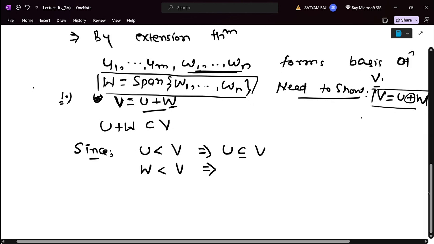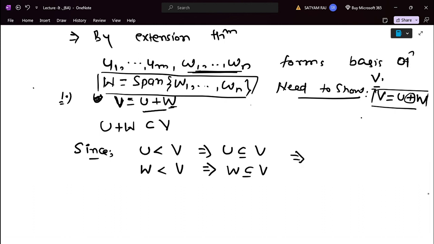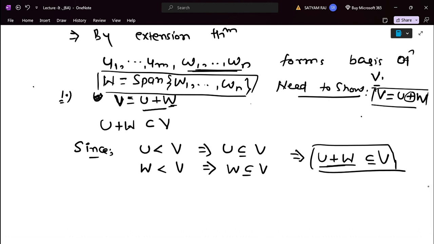Okay, so what we can say here is W is contained in V, and since both are subspaces, this will imply that U plus W is contained in V. We know that the sum of two subspaces is also a subspace. I have proved this in a previous lecture. So the first statement is proved: U plus W is contained in V.